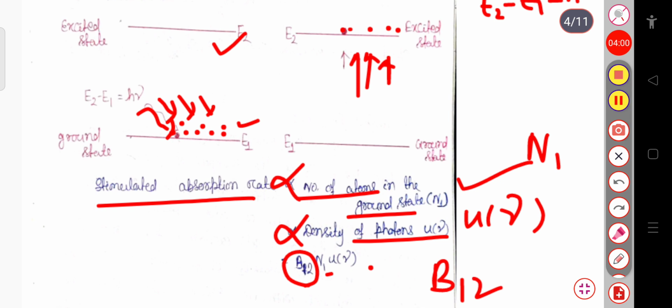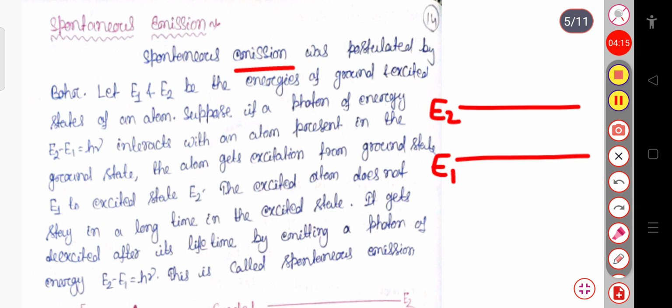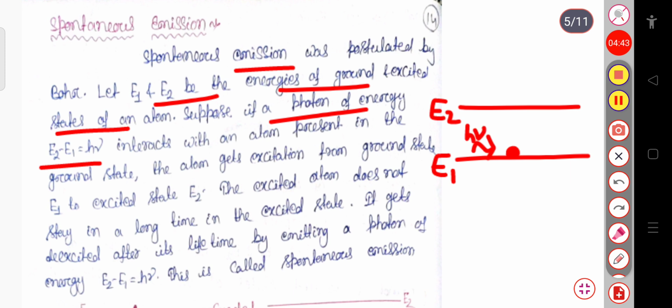Now we will discuss the spontaneous emission. Spontaneous emission was postulated by Bohr. Again this one is your E1 energy state and this one is your E2 state, the excited state. E1 and E2 are the energies of the ground and excited states of an atom, and a photon of energy E2 minus E1 equal to h nu interacts with an atom present in the ground state. In stimulated absorption, since the atom is in the ground state, it has the lowest energy, so by absorbing h nu it goes to the excited state.